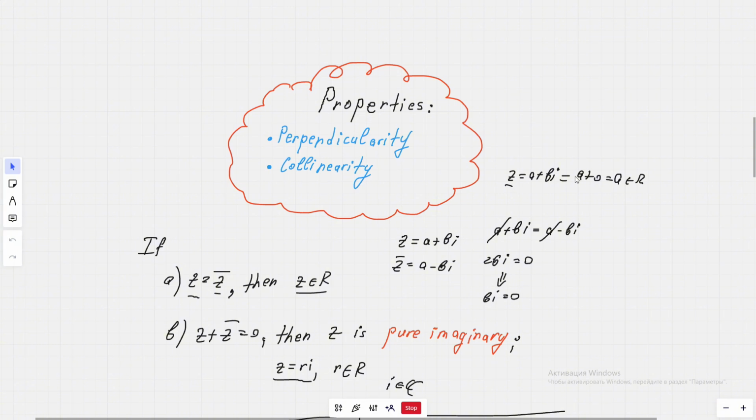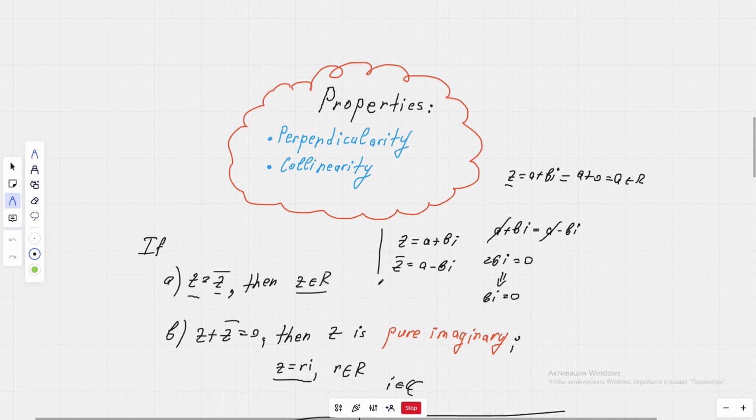Okay, so now let's talk about the properties of complex numbers. In this chapter we'll look at their perpendicularities and collinearities. So firstly we need to know the basic knowledge, and it is that if a complex number is equal to its conjugate form, then z is a rational number. How do we get that?